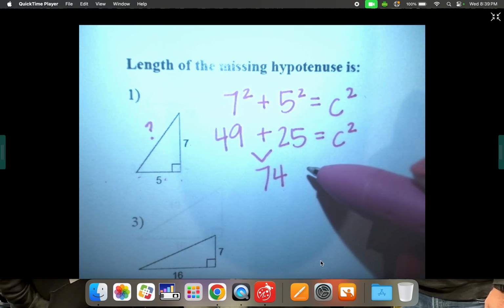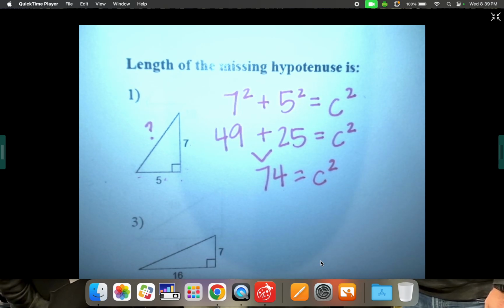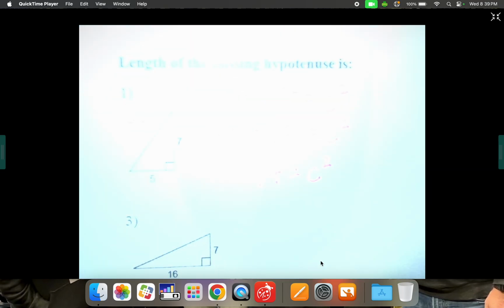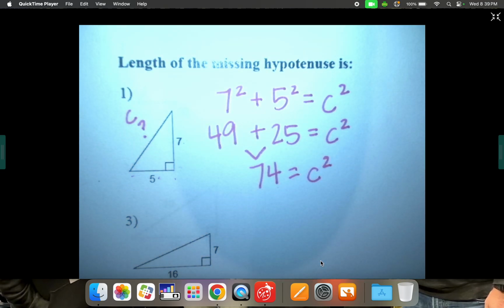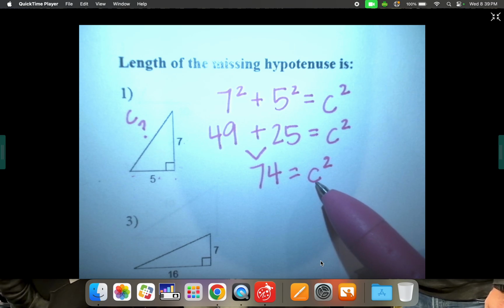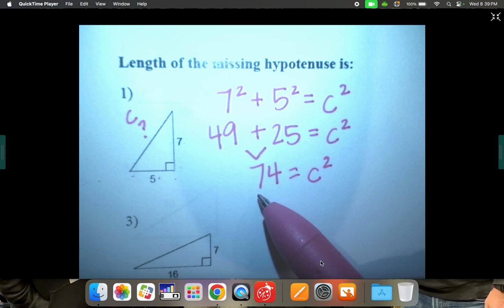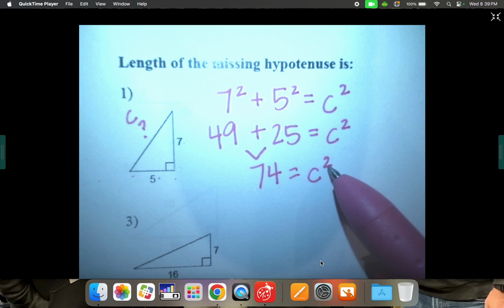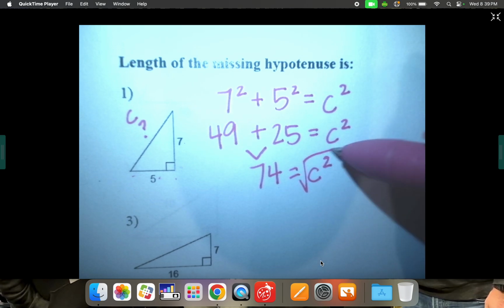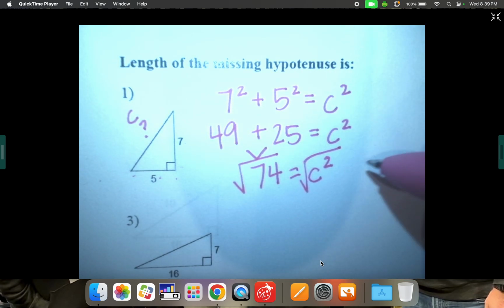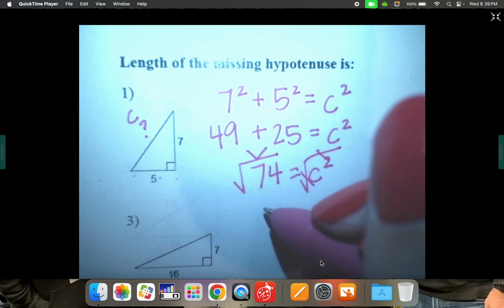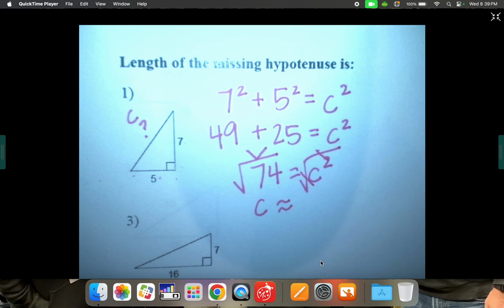You need to remember that 74 is what C squared equals, and we want to know what just C is by itself, not C squared. If you're thinking divide by 2, you're close, but the opposite of squaring is not dividing by 2, it's square rooting. So you need to square root both sides to get it to cancel. And then once you do, it's not going to come out to be exactly even.